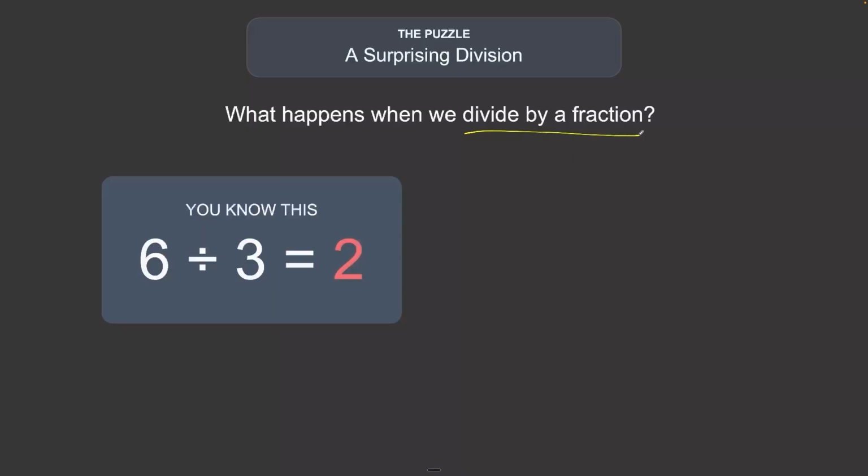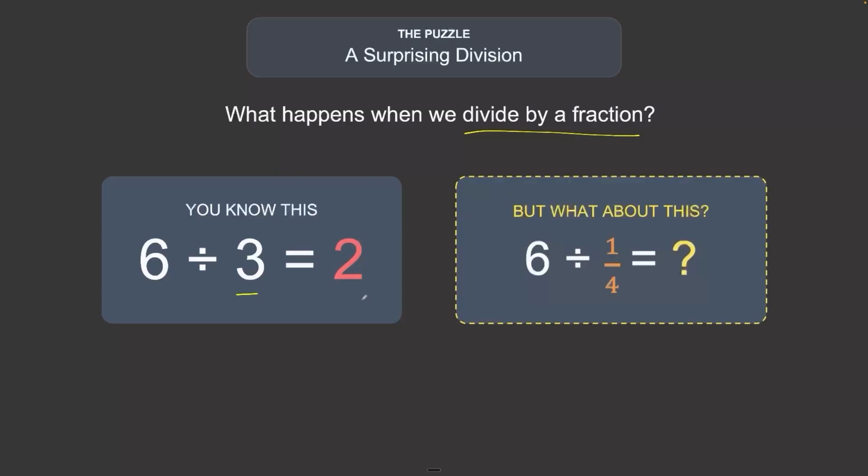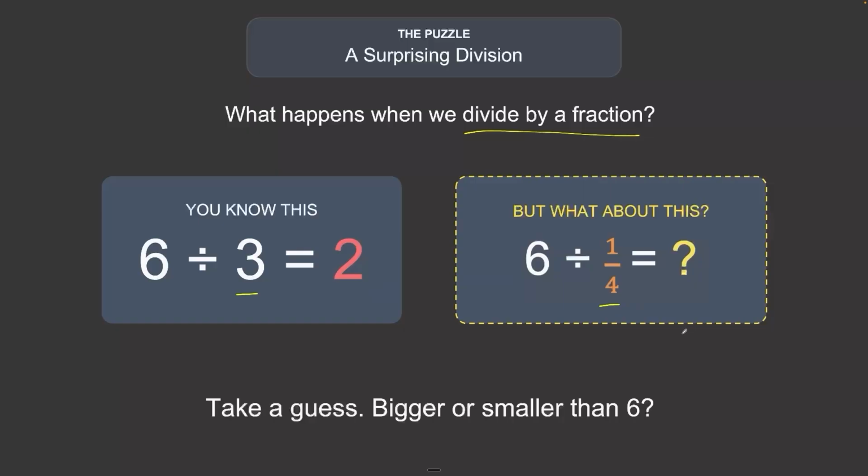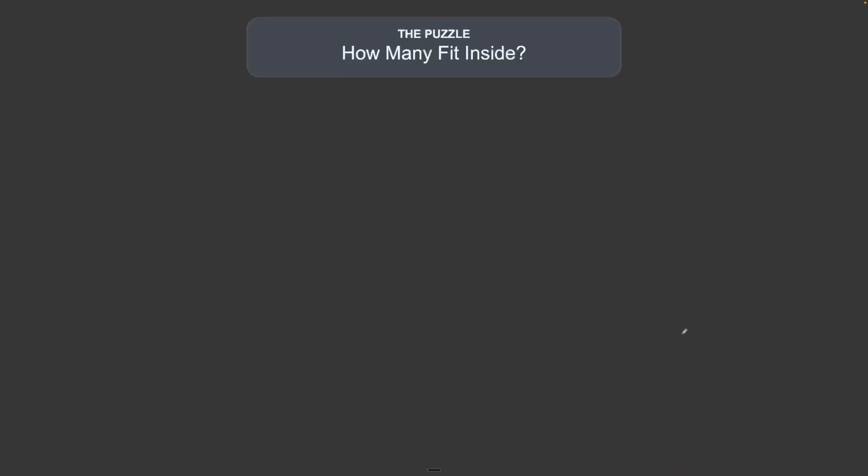You already know this. 6 divided by 3, and 3 is a natural number, gives you 2. Pretty straightforward. But what about this? 6 divided by 1/4. Take a guess. Will that be bigger or smaller than 6? Let's figure this out. The puzzle is how many of these fractions fit inside a number.